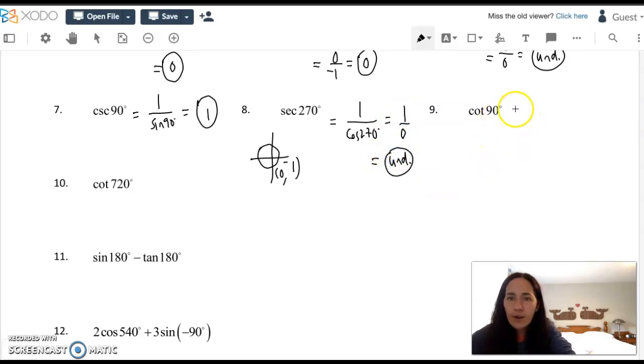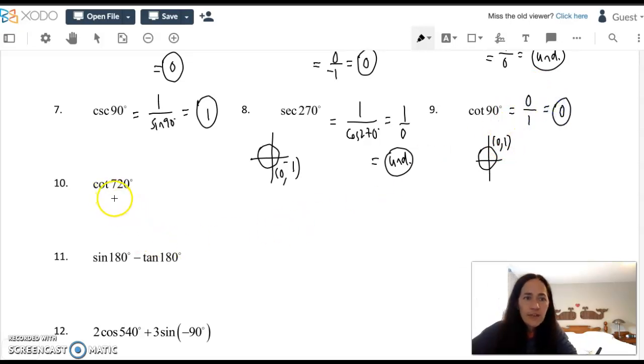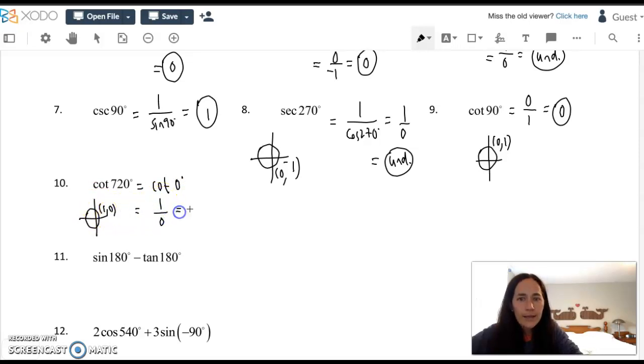Cotangent of 90, right? Cotangent is always going to be the x over the y, and here up at 90 degrees, 0, 1. Is this defined? X over y is going to give you 0. Cotangent of 720, no big deal that that's so big. You can subtract 360 once or twice. It's the same thing as the cotangent of 0, right? And at 0 degrees, you're at 1, 0. Put the x over the y, and again, we get an undefined case.